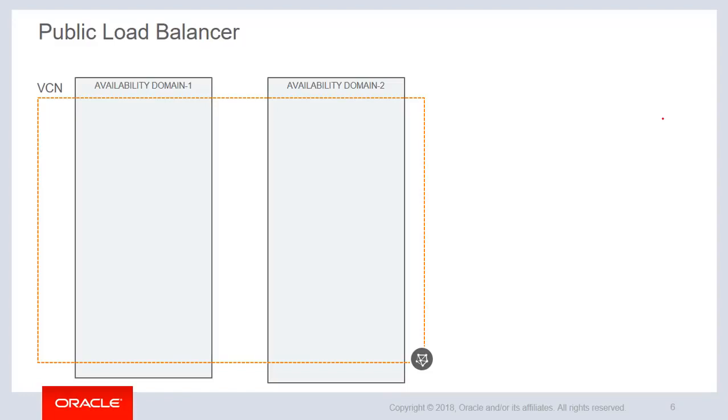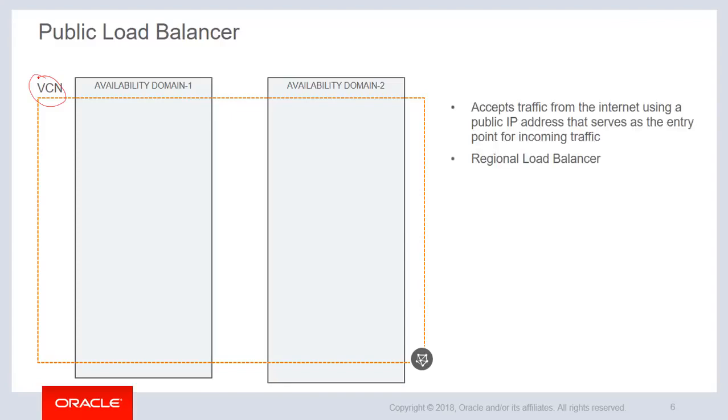Now, just for the sake of simplicity, I'm not showing the region box here, and I'm not showing the third availability domain. So let's say we have 2 ADs here, AD1 and AD2. I have created a virtual cloud network, which, if you recall from the previous courses, is a regional service. So it can span the 2 ADs, as you see here. My VCN is spanning the 2 ADs.